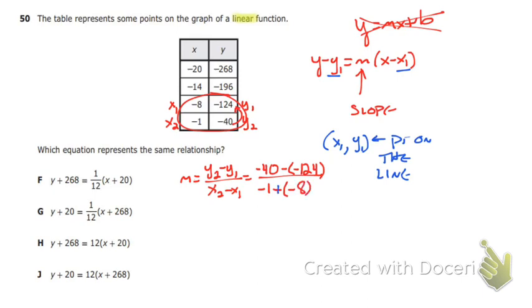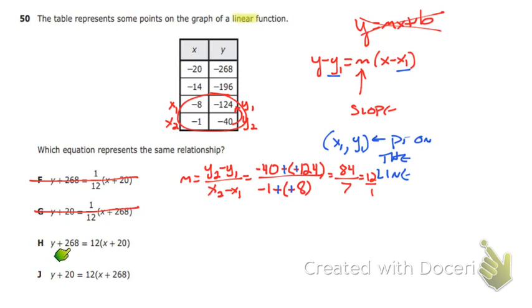Well, when you're subtracting a negative, that just means you're adding a positive. So I have negative 40 plus 124 and negative 1 plus 8. That's going to be 84 over 7, and 84 over 7 simplifies to 12. So I know that my slope is 12. If you got 1/12 for your slope, that means you probably did change in x over change in y. You have your slope backwards. Remember, in this slope formula, we've got to put our y's in the numerator.